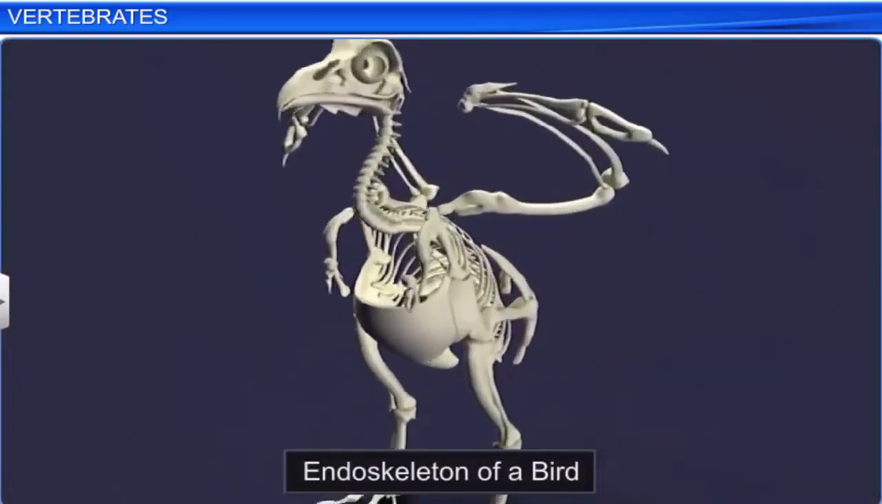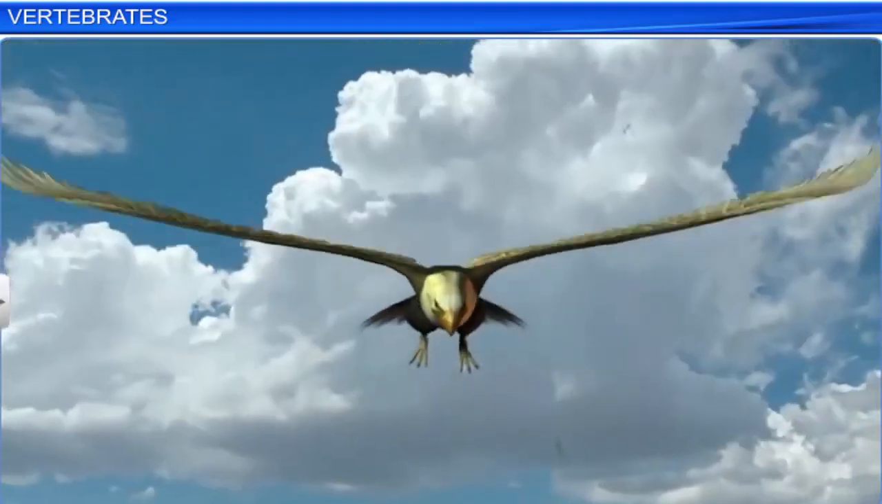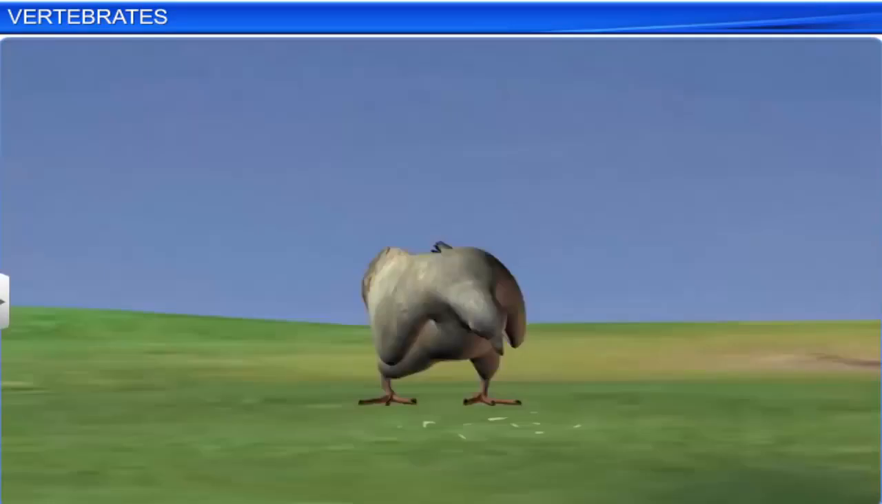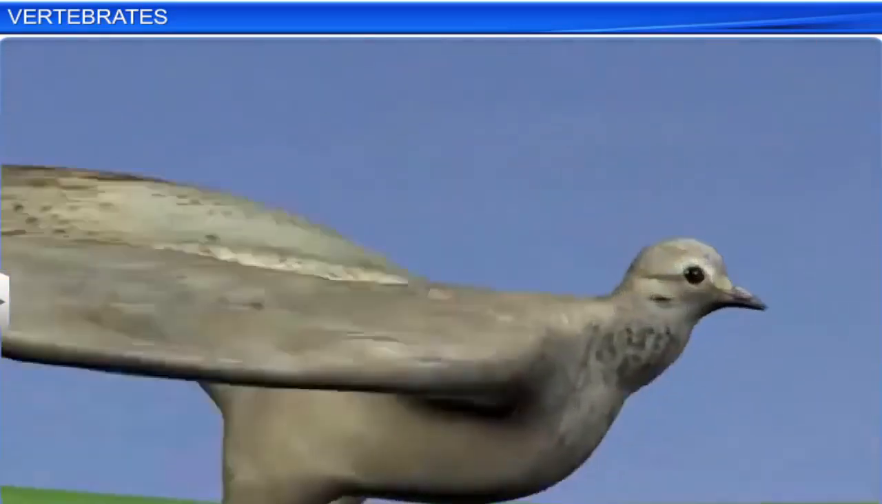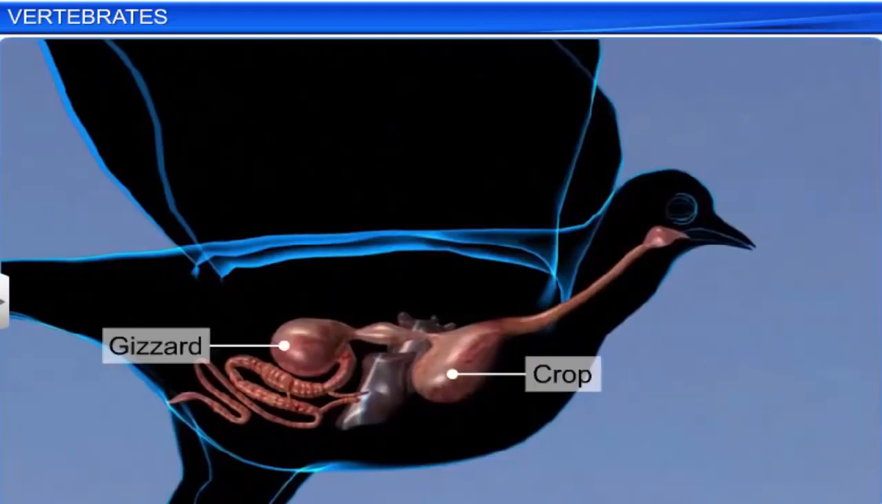These birds have a fully ossified or bony endoskeleton. However, their long bones are hollow due to air cavities. This makes their bodies light and adapted to flying. Moreover, except for oil glands at the base of the tail, they possess no other glands, due to which their skin is dry. Birds use beaks to eat. The food then reaches the digestive tract, which has a crop and a gizzard, which are additional chambers.